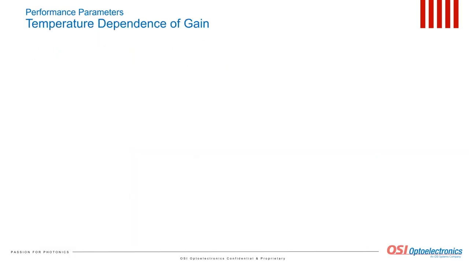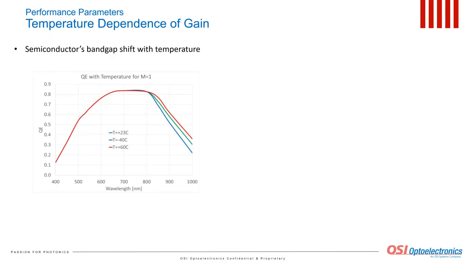One of the important parameters of APDs is the gain dependence on temperature. This dependence is critical in many applications, since a small change in temperature may cause a dramatic change in the gain value. Two factors influence the temperature dependence of gain. One is the semiconductor's band gap shift with temperature. For silicon, this shift becomes pronounced for the wavelength range above approximately 850 to 900 nanometers. As shown on the graph, the quantum efficiency becomes lower with temperature decrease for the wavelength range above 850 nanometers due to a drop in the absorption coefficient value caused by the band gap shift.